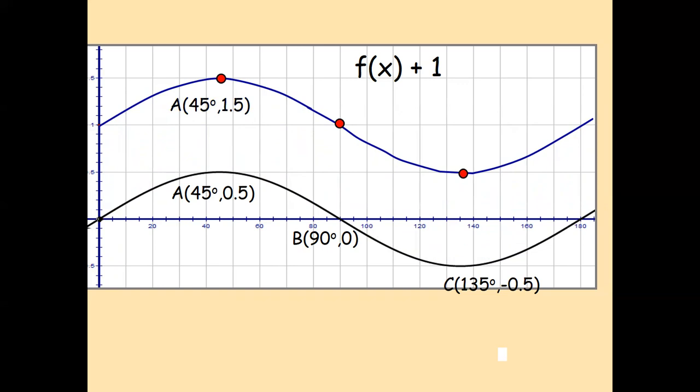So the points I had were 45 degrees, 0.5. Now it became 1.5. This will become 90 and 1. And this one, 135 and a half, yeah? Remember, you can write it as a half or as a fraction. To me, I don't mind. Whatever you feel more comfortable with is fine. But in scientific terms, you will see people using more fractions. So if you see me using a fraction instead of 0.5, it's just a nicer way to write it.